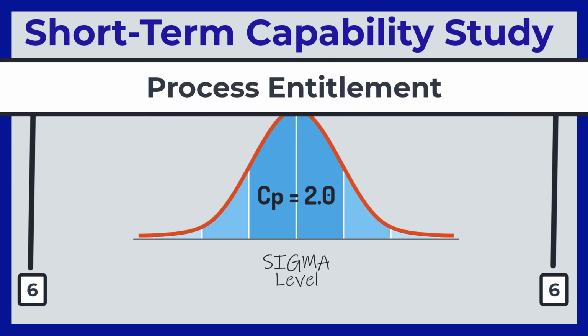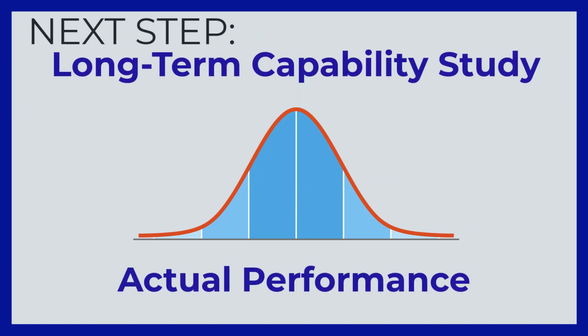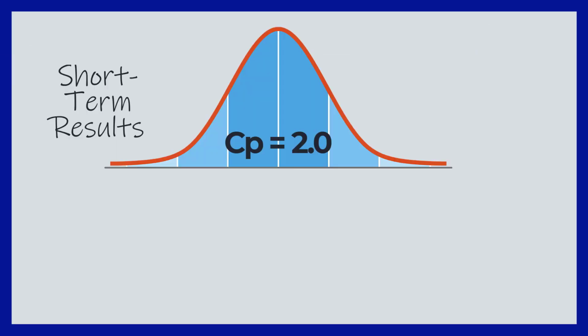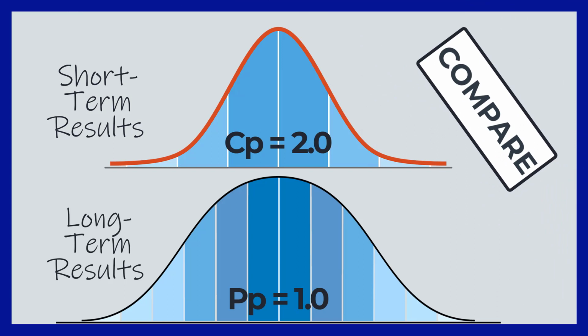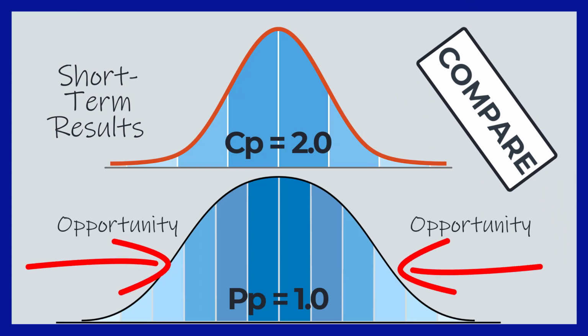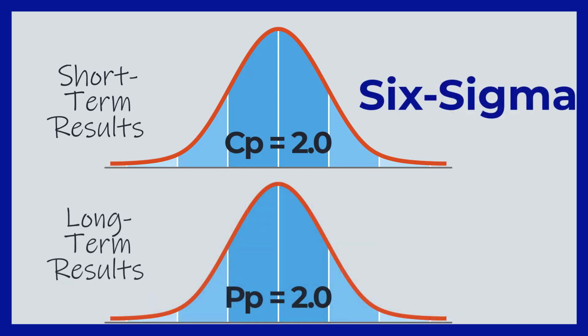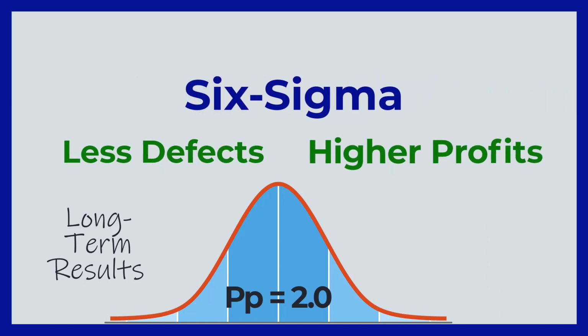After completing a short-term process capability study, the next step is to complete a long-term study, because it reflects real-life process performance. Comparing the process entitlement of the short-term study to the actual long-term performance is going to provide us with our process opportunity. Six Sigma methodology is all about driving out process variation to achieve that Six Sigma level of process performance. This level of process performance reduces defect rates and improves factory profits.